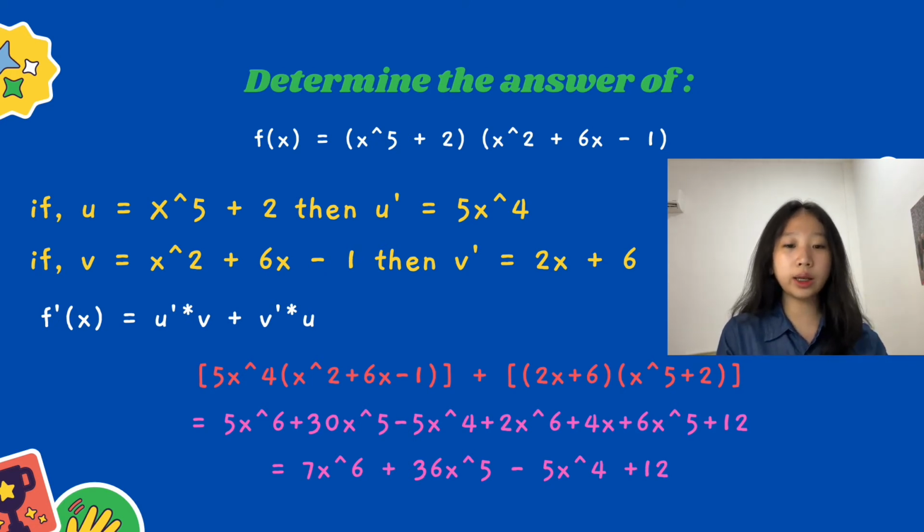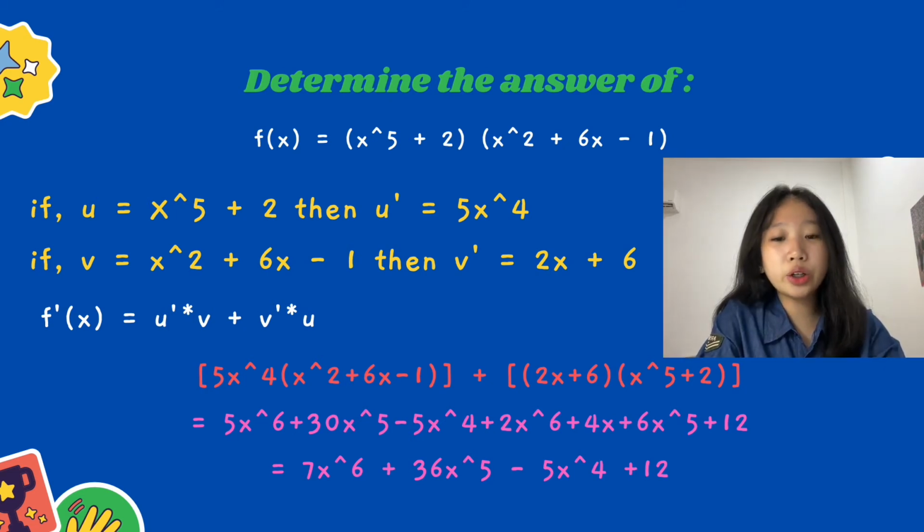For the second one, v is x to the power of 2 plus 6x minus 1, and the derivative of v, or v accent, is the power of x, which is 2 times x, and the power is 2 minus 1, which remains 1, and the derivative of 6x is 6. So the v accent remains 2x plus 6.